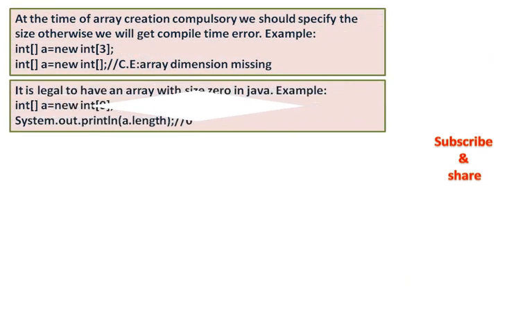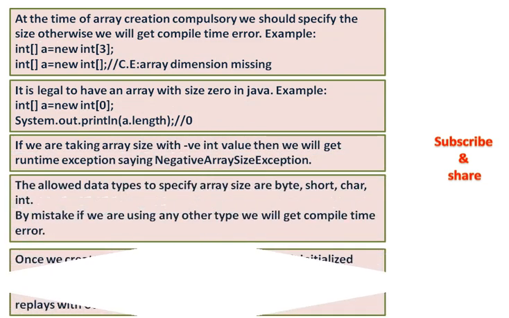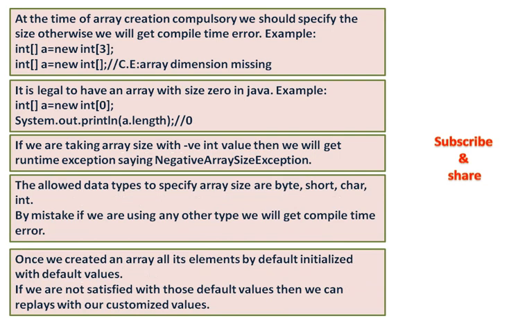Now let us discuss some important points of arrays. At the time of array creation, we compulsorily should specify the size, otherwise we'll get a compile time error. There are two samples I have given: int[] a = new int[3] and int[] a = new int[] with nothing. If we don't pass the size, it will be a compile time error saying array dimension is missing. What is the dimension? How many elements there have to be. So guys, these are all important points for interview purposes and also to understand arrays.